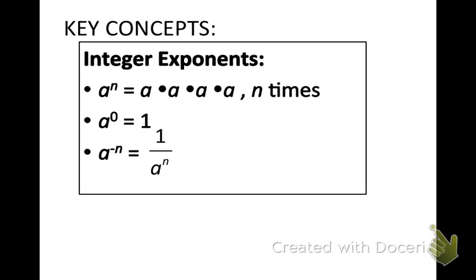So if we had 1 over a to the negative n, that would be equal to a to the positive n. So for all of these problems, when we go to simplify our exponents, we want positive exponents. And I want to make sure that I can simplify them all the way down so that I only have one base available. Okay, so those are all our different integer exponents.